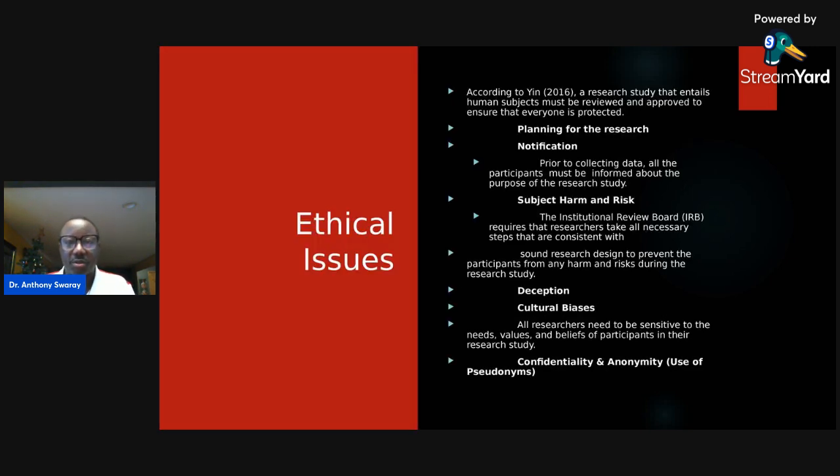Ethical issues. So when you are conducting research, you have to follow ethics. You want to make sure that you are doing the research ethically so that you have credibility, because this is something that is going to be published. You do not want to bring your personal emotions into the research.